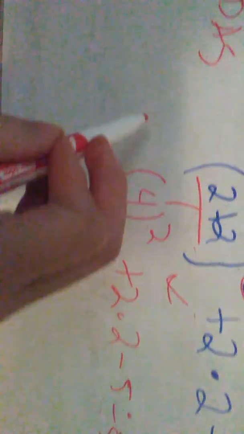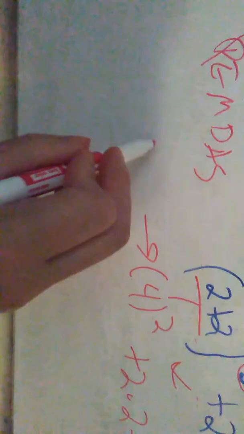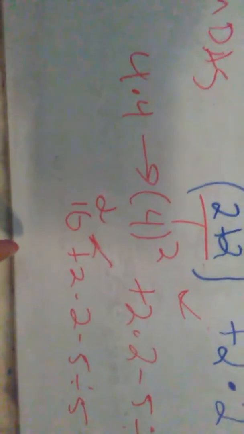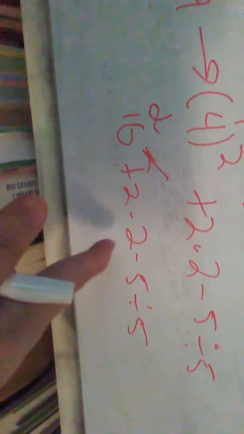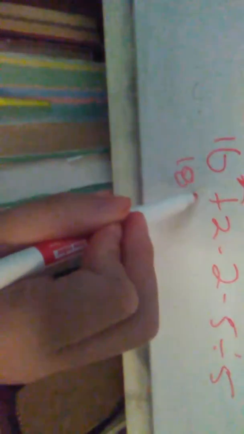So all this means is 4 times 4, not 4 times 2, 4 times 4, and I'll do another video all about exponents. So 4 times 4 is going to be 16, then we bring everything down, 16 plus 2 times 2 minus 5 divided by 5. So look, we have addition before multiplication and division, and then we have subtraction right here in the middle. So we need to do the 16 plus 2, which is going to be 18 times 2 minus 5 divided by 5.